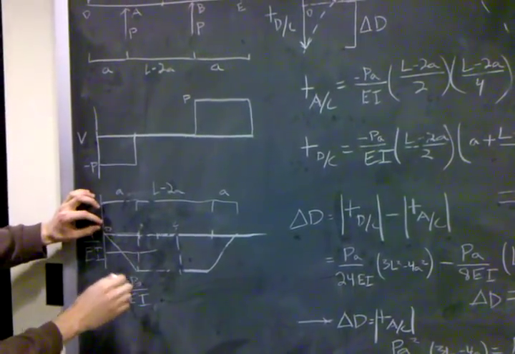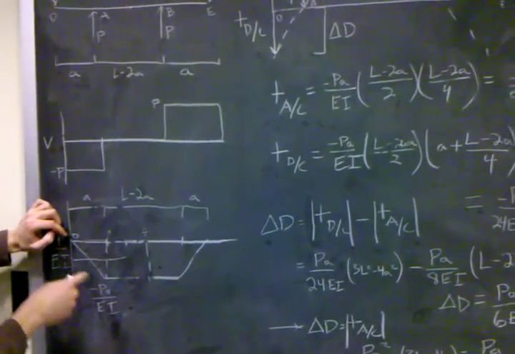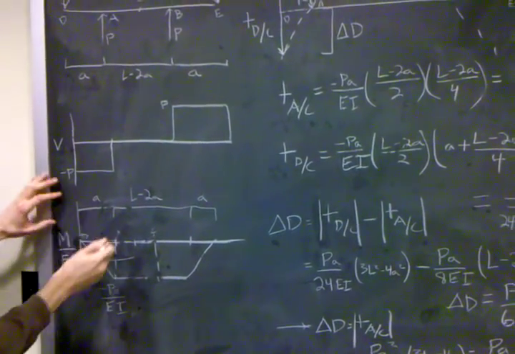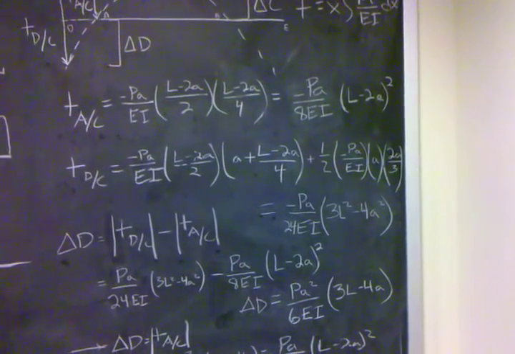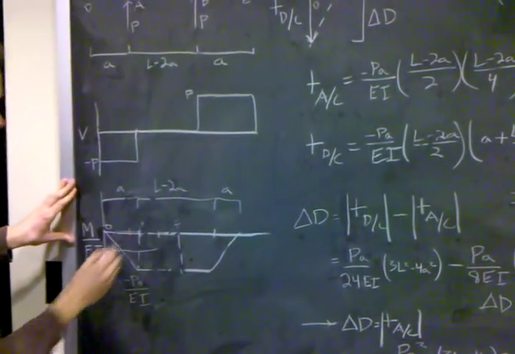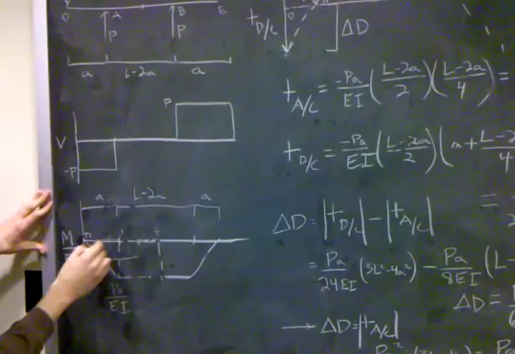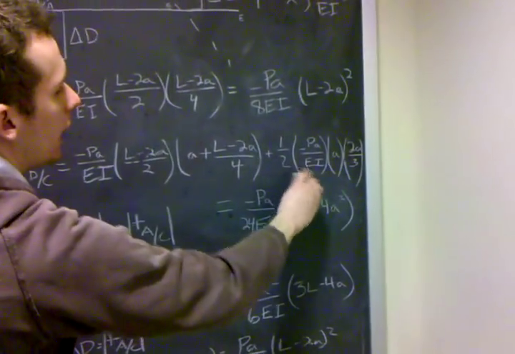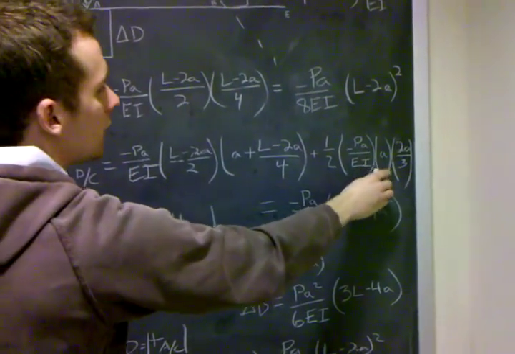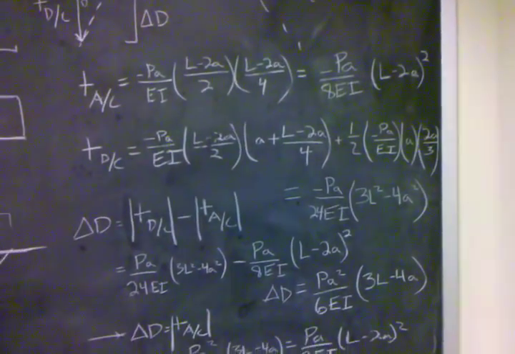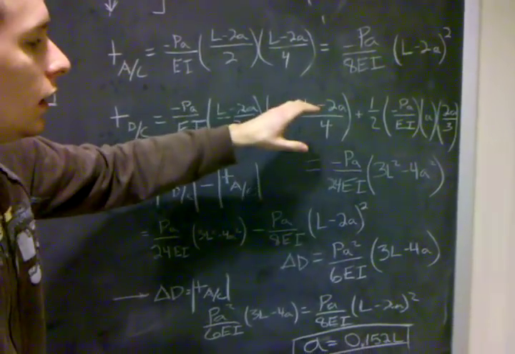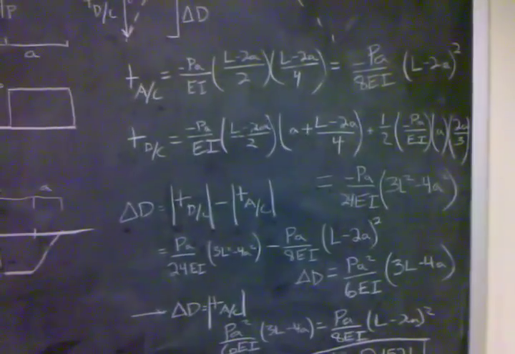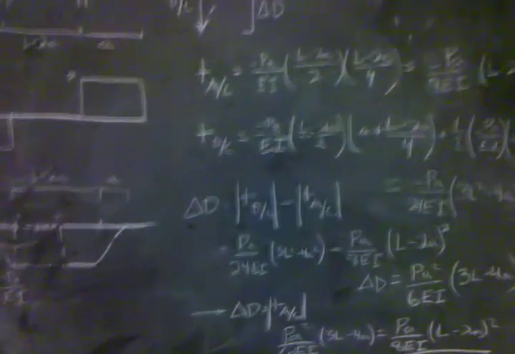And now moving on to the triangle, the area of that triangle is going to be 1/2 times negative PA over EI times this distance A, and then for x bar, just from known geometry, the centroid from D is going to be 2/3 A. So we have 1/2 negative PA over EI times A, and then x bar is 2A over 3. Solving and simplifying, we have negative PA over 24EI times 3L squared minus 4A squared. And for our final guest, we're going to have Sean Maloney.